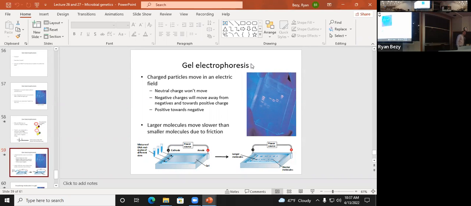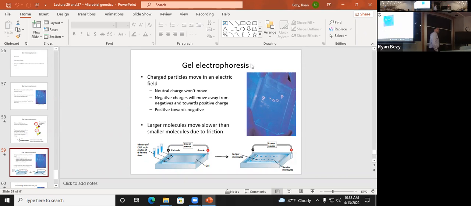DNA and RNA are electrically charged. DNA and RNA have a negative charge, so they are negatively charged. But what that means is, again, negative charges will repel other negative charges, and also negative charges are attracted to positive charges. So this is going to cause the DNA to migrate, or just move, through your gel.